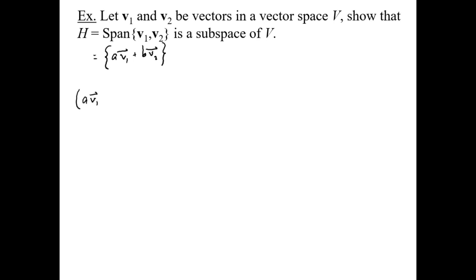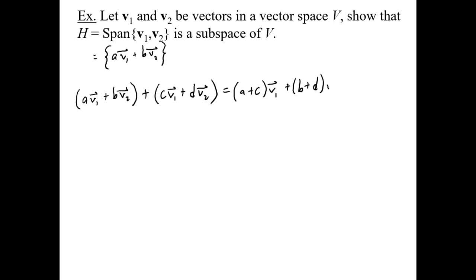So a v1 plus b v2. So there's one vector. I'm going to add that to c v1 plus d v2. Well, if I add these together, that's the same as (a plus c) times v1 plus (b plus d) times v2. Well, notice that the result is still a coefficient times v1 plus a coefficient times v2. That is an element of our subspace, subset. So adding two vectors in H resulted in a new vector in H.